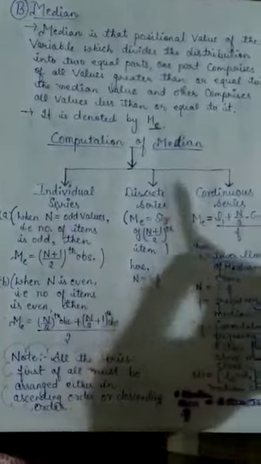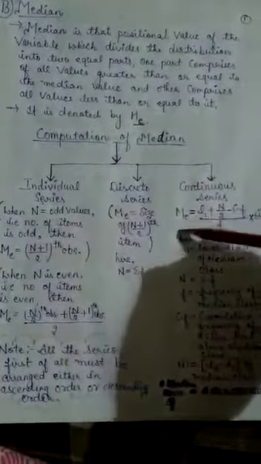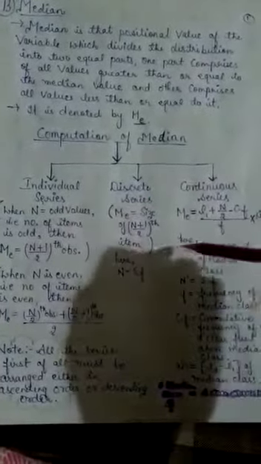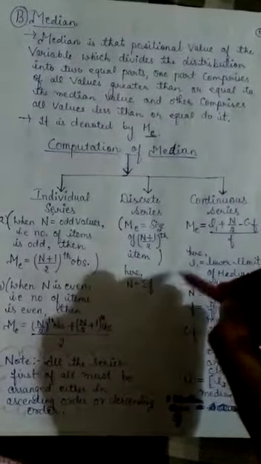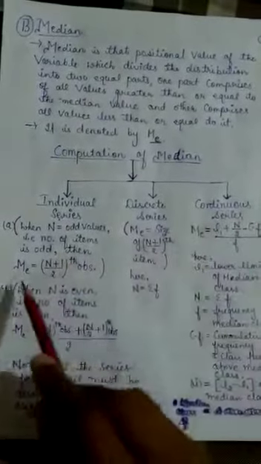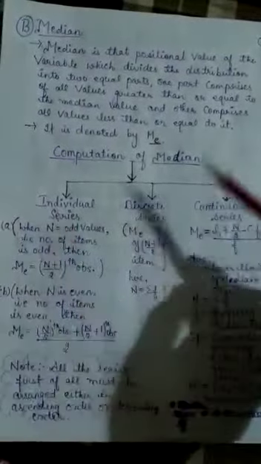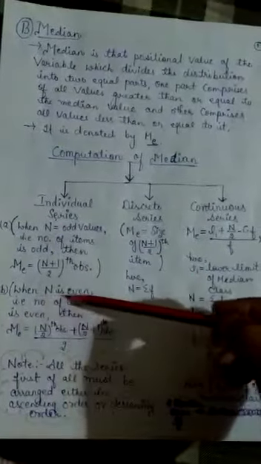Today in detail we will discuss individual series. You just make a note of these in your notebook. This we will discuss in further videos when we discuss discrete series and continuous series. In the individual series we have two cases: when n is odd and when n is even.